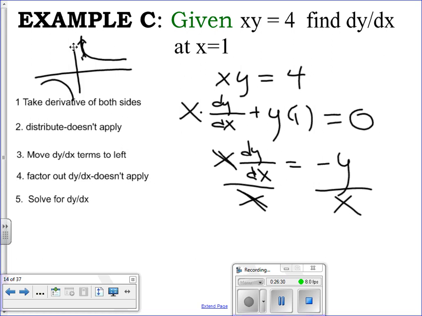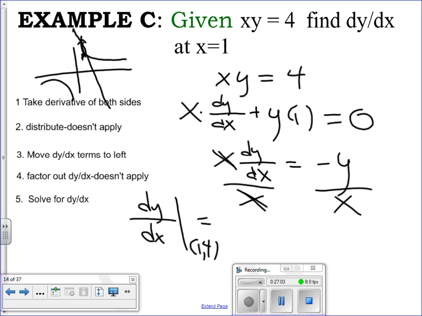Now we weren't just asked for the derivative, we were asked for the derivative dy/dx evaluated when x is 1, but I need to know the y coordinate too. If x is 1, and it's a point on the graph xy equals 4, what does the y coordinate have to be? 4. Do you see that? That's the point (1, 4), because x times y has to equal 4. So at this point, (1, 4), what is the slope of the tangent?